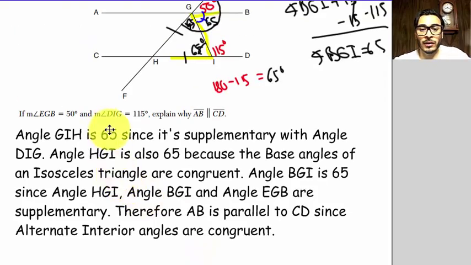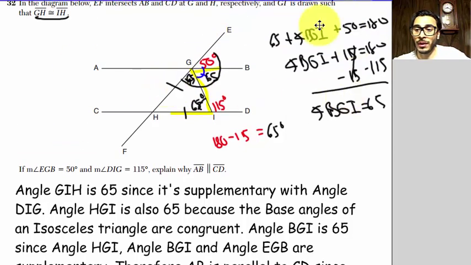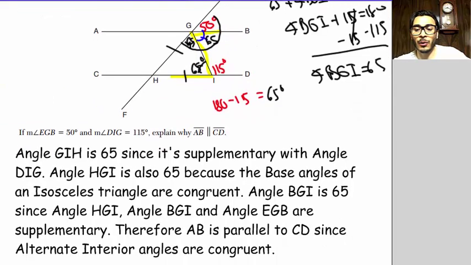Angle GIH is 65 since it's supplementary with angle DIG. That's this angle right here. Angle HGI is also 65 because the base angles of an isosceles triangle are congruent, right? These two angles are congruent. They are the base angles of an isosceles triangle. And then we say angle BGI is 65 since angle HGI, angle BGI, and angle EGB are supplementary. That's all the work we did here. That's how we got the 65 there. Therefore, AB is parallel to CD since alternate interior angles are congruent.